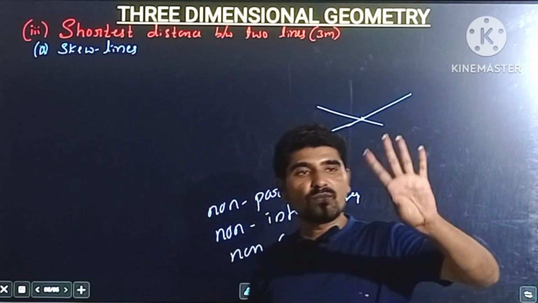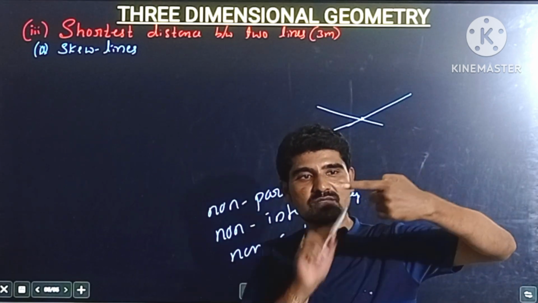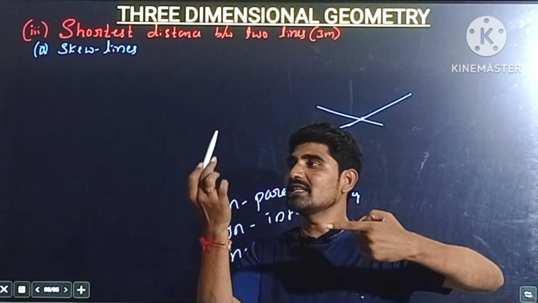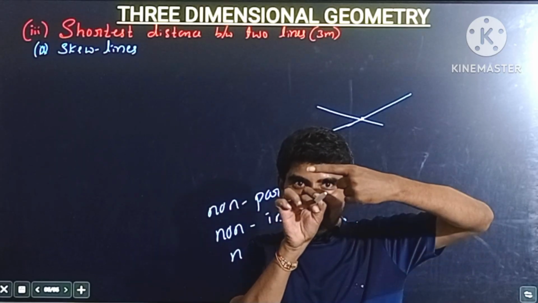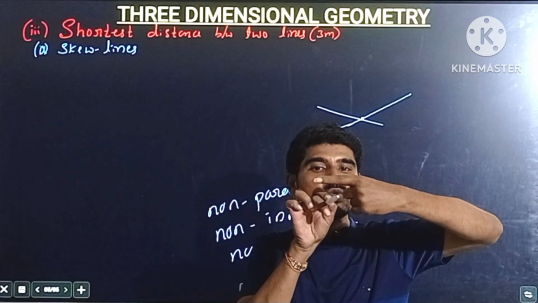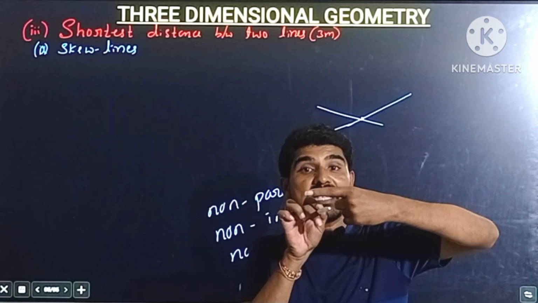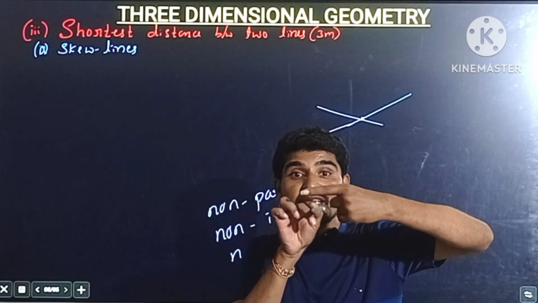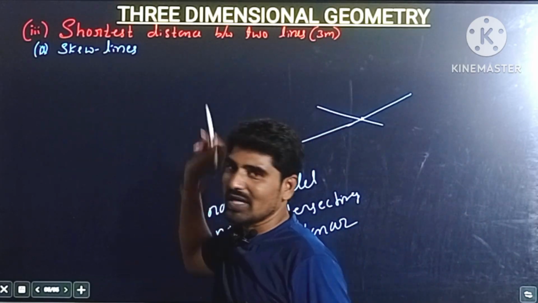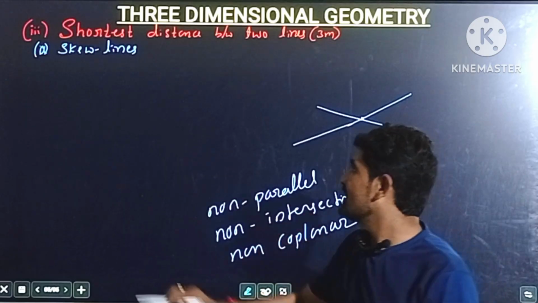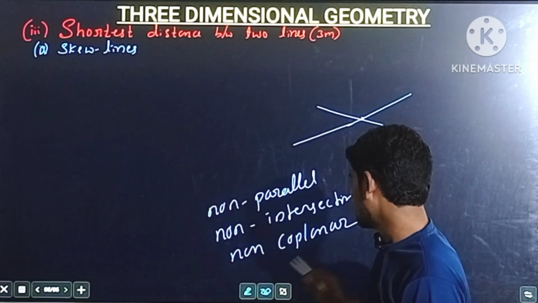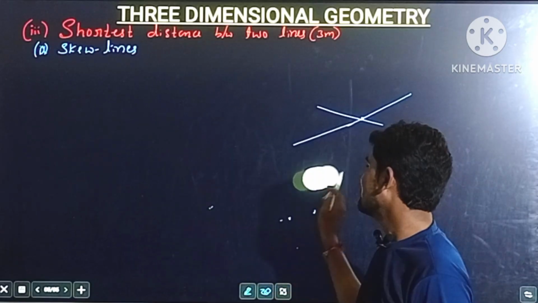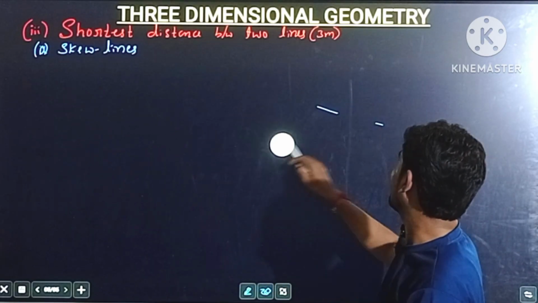But suppose this is the first line and it moves in this direction, and this is the second line and it moves in the forward direction. Definitely observe these two lines: they are non-parallel and never intersecting. So these two lines are known as skew lines. So we need to find the distance between two skew lines. And the second case is the distance between two parallel lines.